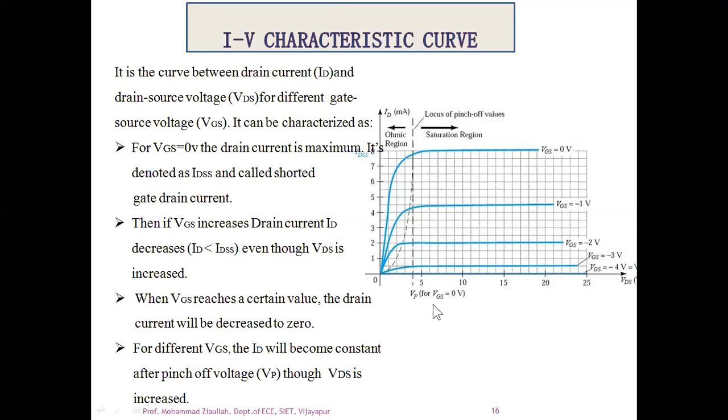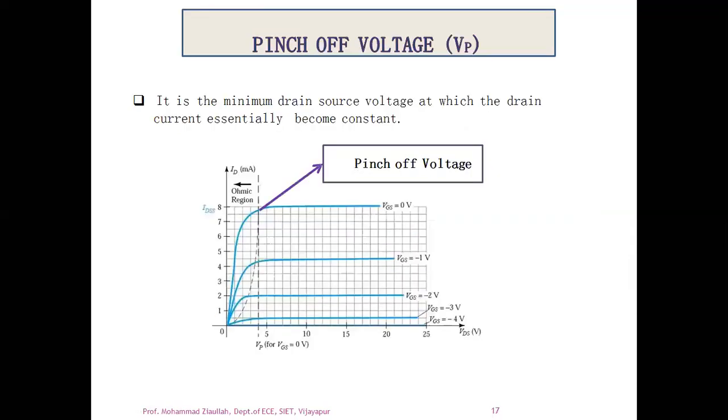So beyond that voltage, you will not find any flow of current because there is no path from source to drain. Similarly, you can see the graph for the pinch off voltage here. The pinch off voltage is defined as the minimum drain to source voltage at which the drain current essentially becomes constant.